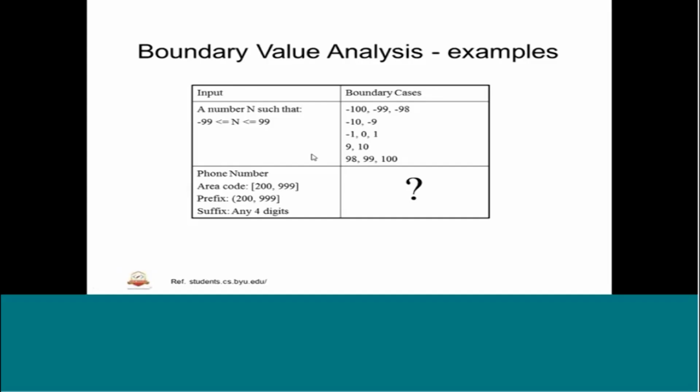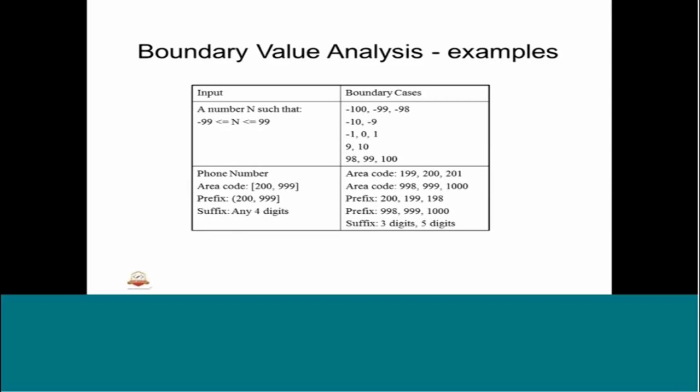So these intermediate values also we need to consider because these are all valid equivalence classes range. So we need to have this along with the boundary cases. Example, the next example is about phone number what we have seen earlier. So we will have boundary cases such as area code with 199, 200, 201 at the lower boundary, and at the higher boundary 998, 999 and 1000.